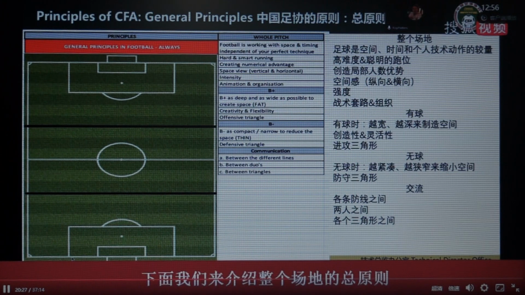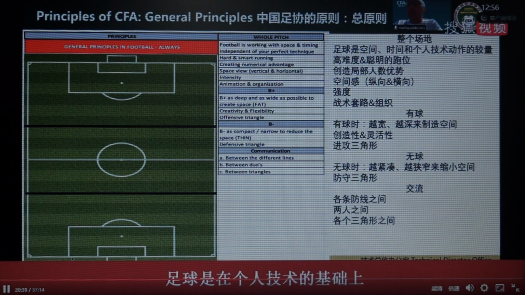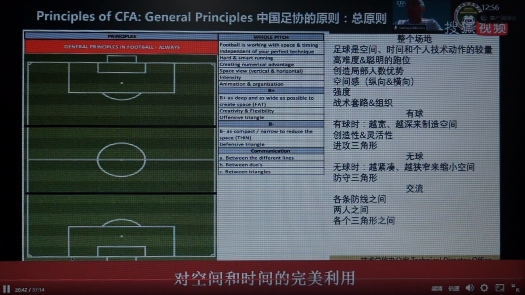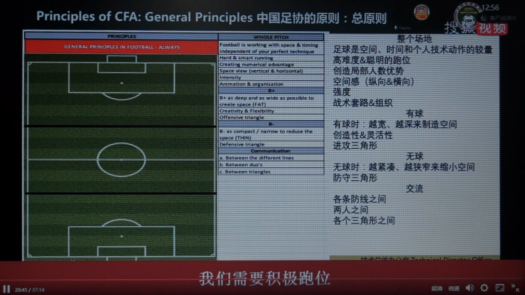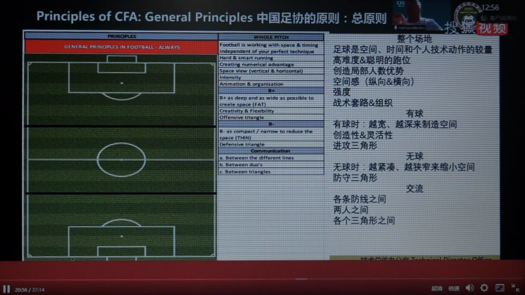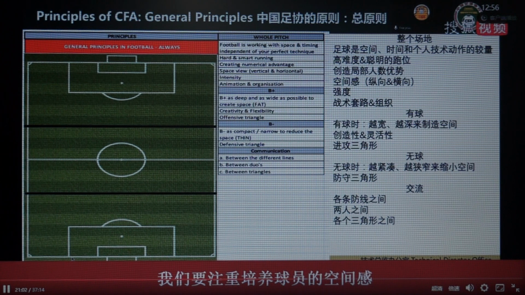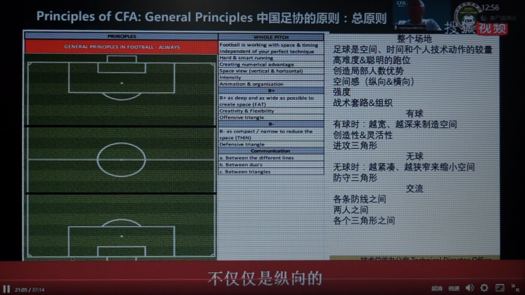Okay, we are now working with the general principles on the whole pitch. I start with the first 6 general ones. What we already repeated 100 times: football is working with space and timing, independent of your perfect technique. If you run in ball possession or in ball loss, you need to run hard, but also smart, not too much. We always want to create numerical advantage due to the 1 against 1 or due to positional play and overload. A part of your space is the space view, not only horizontal, but also vertical.